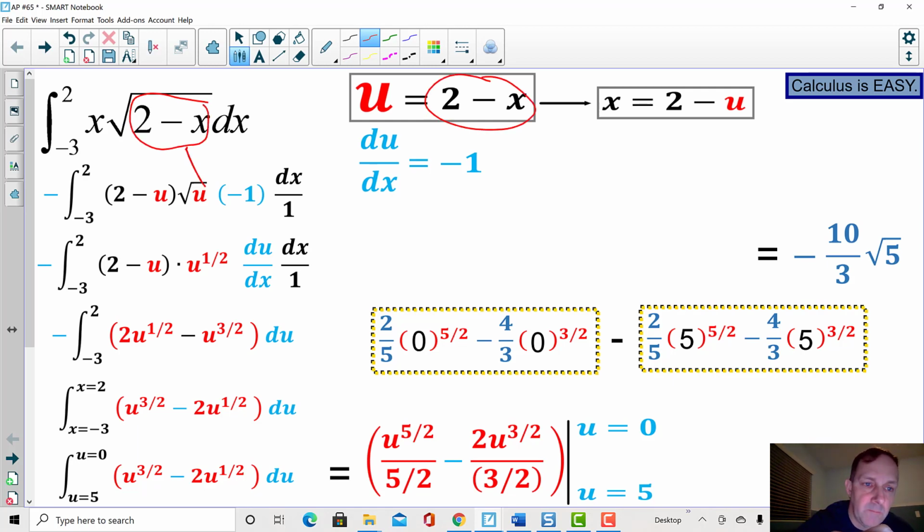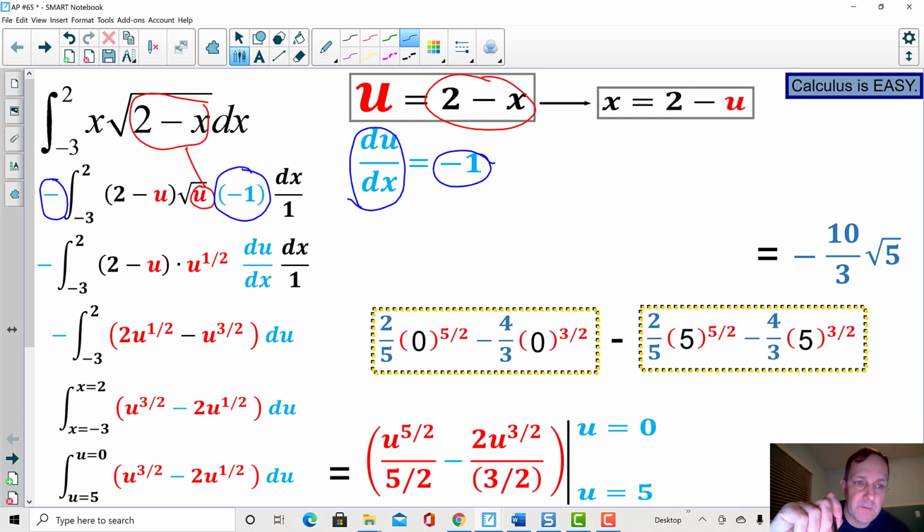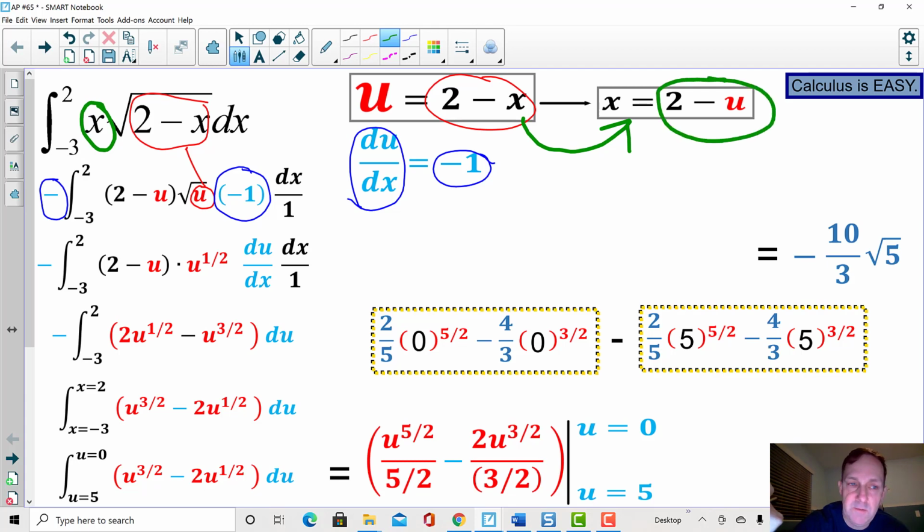So we can plug that in, got the square root of u, and that means the derivative of u with respect to x is going to equal -1. So we need a -1 right here. So we're going to have to put an extra -1 on the outside. Now the tricky step is that we're still left with an x here, but we can use our u equals 2 minus x to solve this for x, and we'll get x equals 2 minus u. So we can trade our x for a 2 minus u.